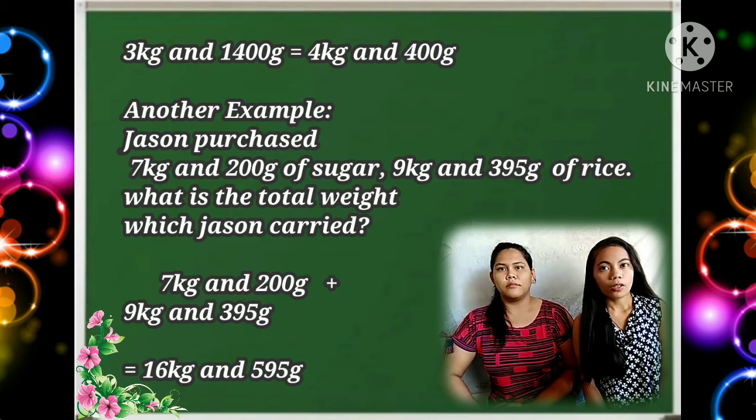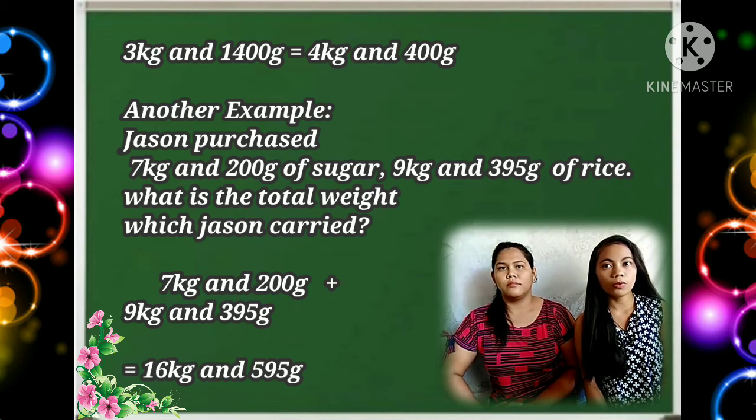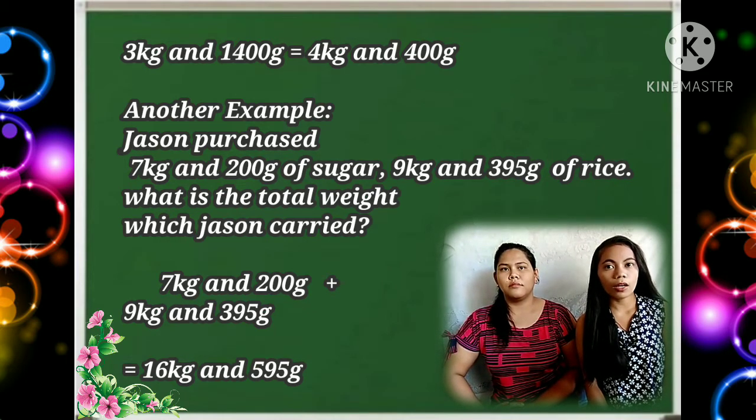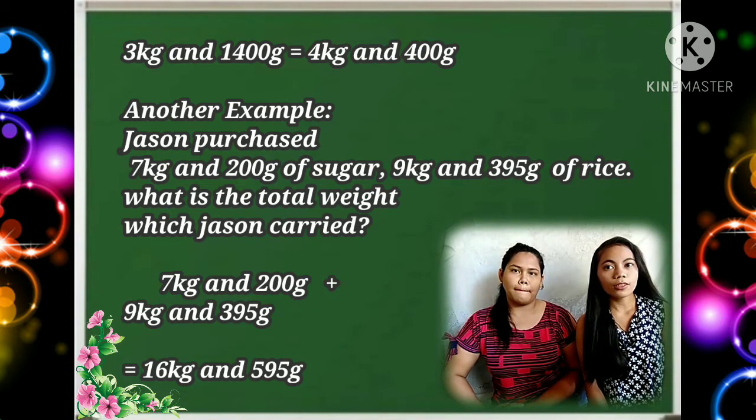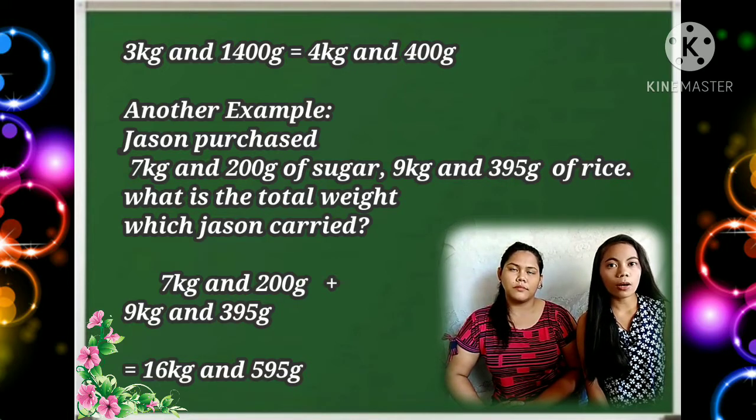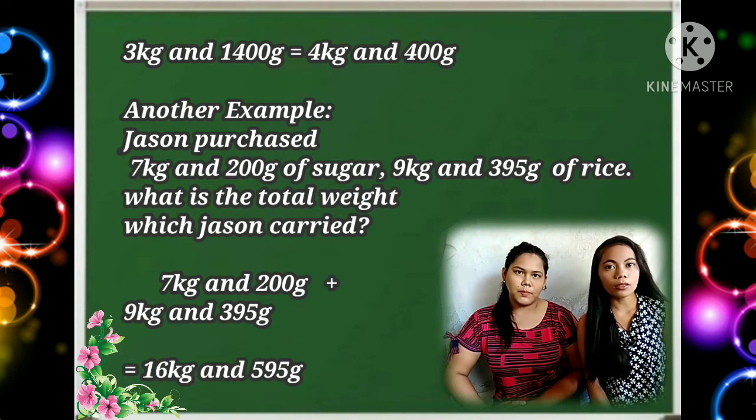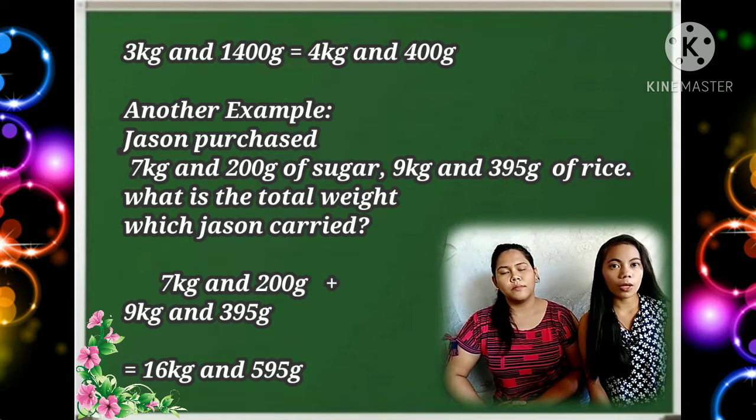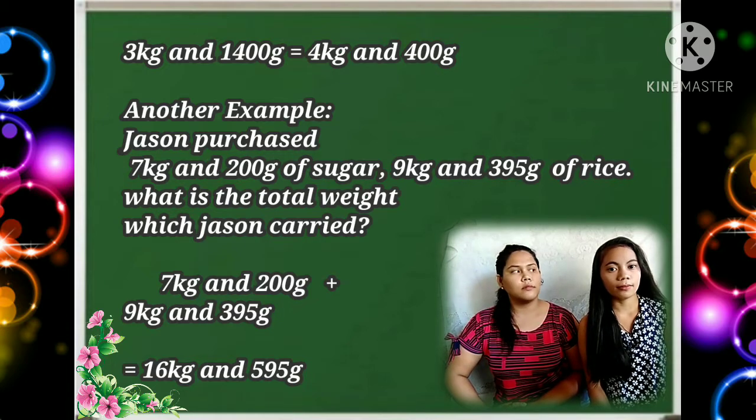Another example, Jason purchased 7 kilograms and 200 grams of sugar, and 9 kilograms and 395 grams of rice. What is the total weight which Jason carried? 7 kilograms and 200 grams plus 9 kilograms and 395 grams equals 16 kilograms and 595 grams.